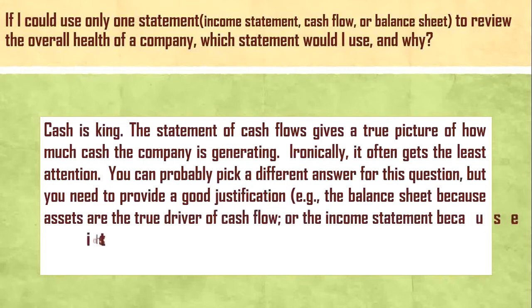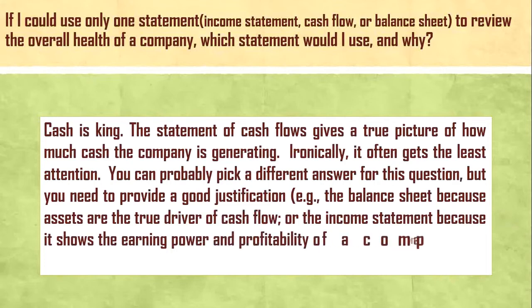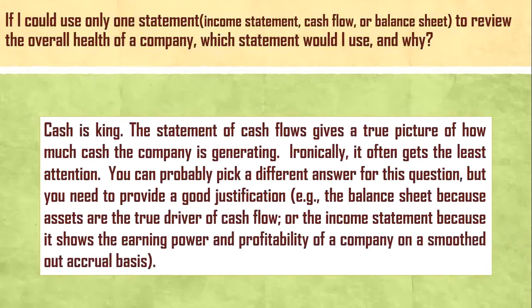You can probably pick a different answer for this question, but you need to provide a good justification. For example, the balance sheet because assets are the true driver of cash flow, or the income statement because it shows the earning power and profitability of a company on a smoothed out accrual basis.